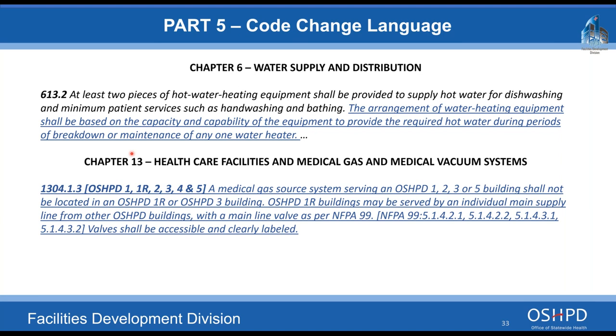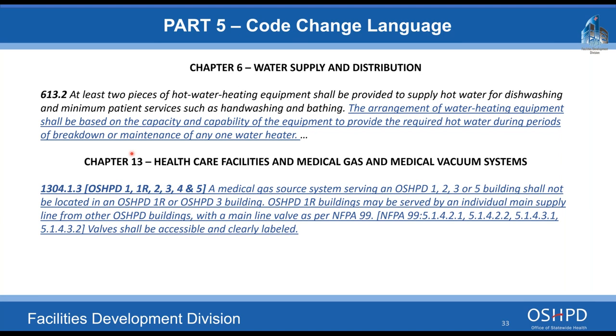Yeah, this is an interesting one. It's kind of tough to wordsmith, but it says here, a medical gas source system serving an OSHPD 1, 2, 3, or 5 building shall not be located in an OSHPD 1R or OSHPD 3 building. OSHPD 1R buildings may be served by an individual main supply line from other OSHPD buildings with a main valve as per NFPA 99. Valve should be accessible and clearly labeled.